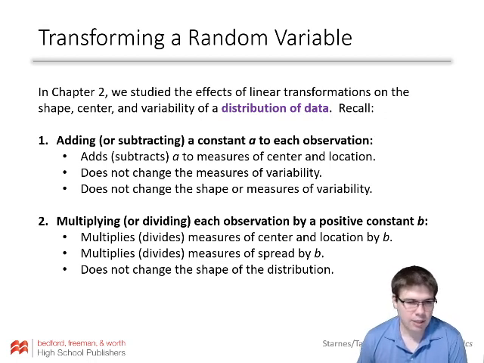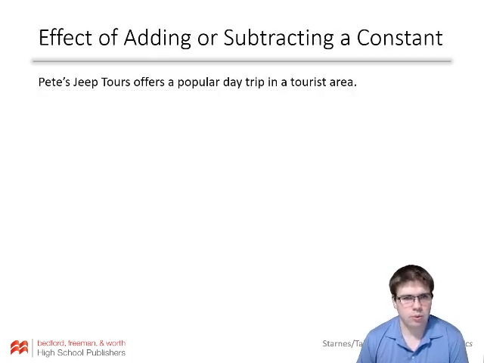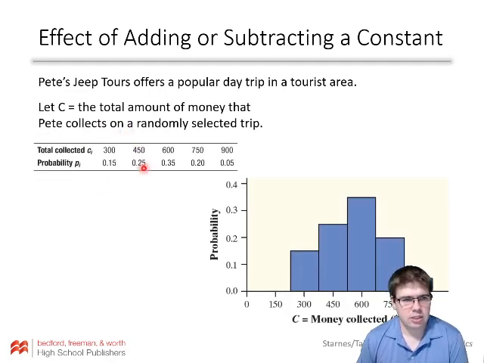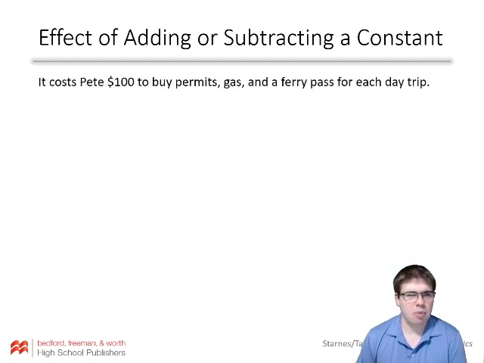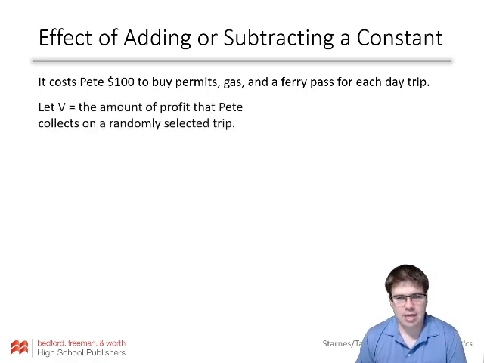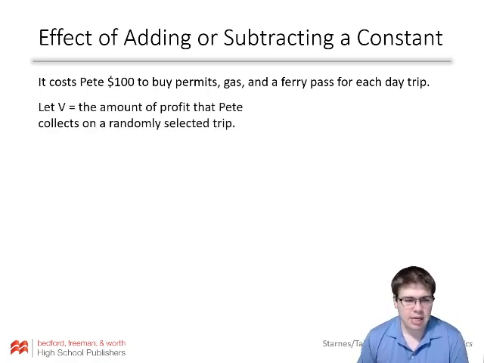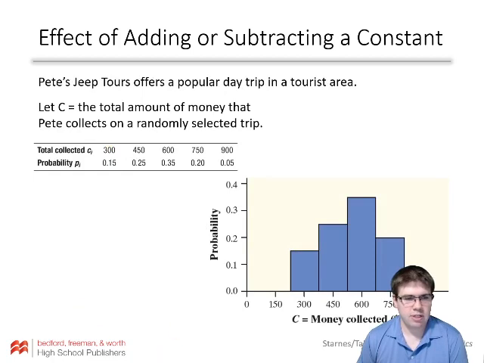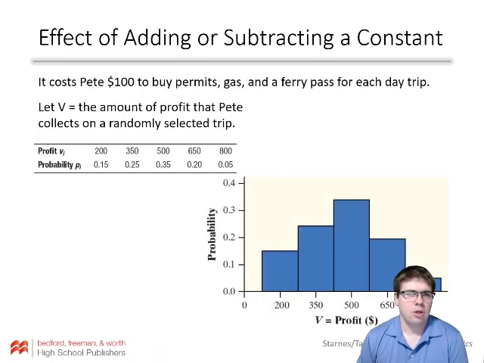So we're going to apply that to random variables, and they react in the exact same way, as you would expect. Let's cruise through this. We have Pete's Jeep tours, where he's making money on the total collected, and he's got his probability distribution of how much money he collects. But let's say Pete has to pay $100 to buy permits, gas, and ferry pass for each day. If we define a new variable V to represent the amount of profit Pete collects, it drops from starting at 300, 450, and so on, to 200, 350, and so on. Basically, we subtracted 100 off those numbers.